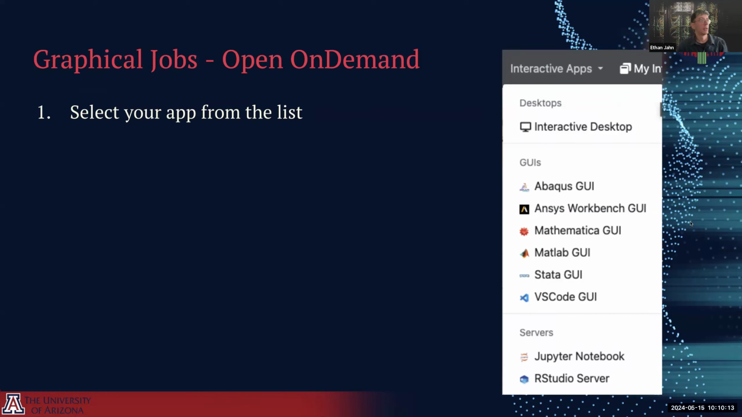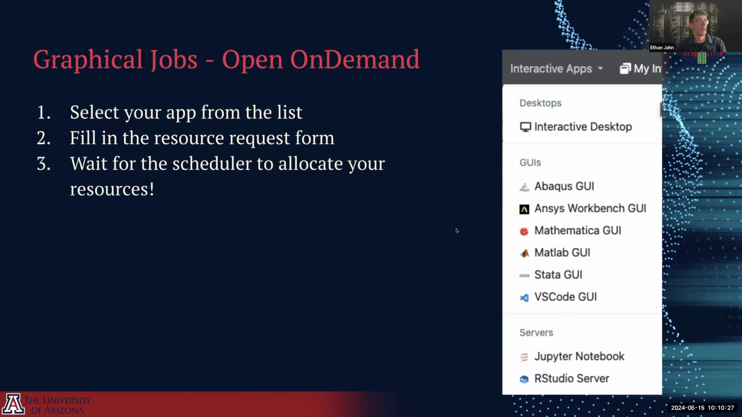So there's a few different ways of submitting jobs. If you're using a graphical job on Open OnDemand, you'll want to first select your app from the list and then fill in the resource request form. That'll be a form on the internet that asks you all of the fields that you'll need to fill in, and you just type in what you want for those, and it basically holds your hand through the whole process. It's not too difficult. Make sure to select all of the options that you want. And once you submit it, you wait for the scheduler to allocate your resources. So submitting a job on Open OnDemand is pretty straightforward.